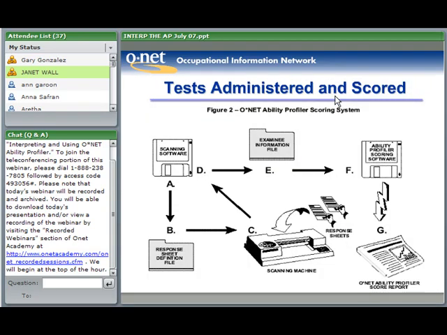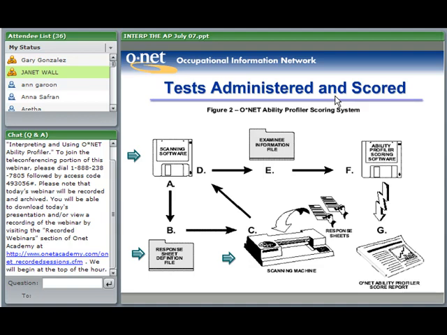Once the person completes the Ability Profiler and the bubble answer sheet is completed, you would score it. And the scoring can be done in a couple different ways. The primary way, especially if you're working with groups, is to use a scanning process. And you would have a scanner and scanning software, and you would tell the scanning software where to look on the bubble answer sheet and what the proper results should be.